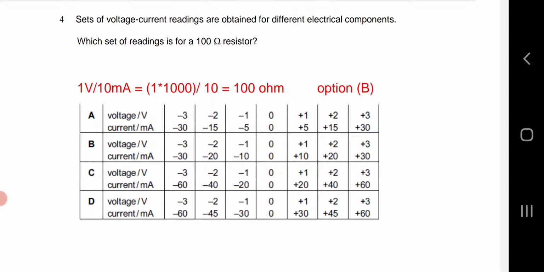So in this case, the resistance will be V over I. So V in this case is 1 volt and the current is 10 milliampere. 1 milli is 0.001, and when you take this 0.001 to the numerator, it becomes 1000. 1000 divided by 10 is equal to 100 ohm. If you take another data set like plus 3 or 30, still the outcome will be 100 ohm. If you take another data set, for example minus 2 and minus 20, then the outcome is still 100 ohm. So for all the data sets present except 0,0, the outcome is 100 ohm in option B.